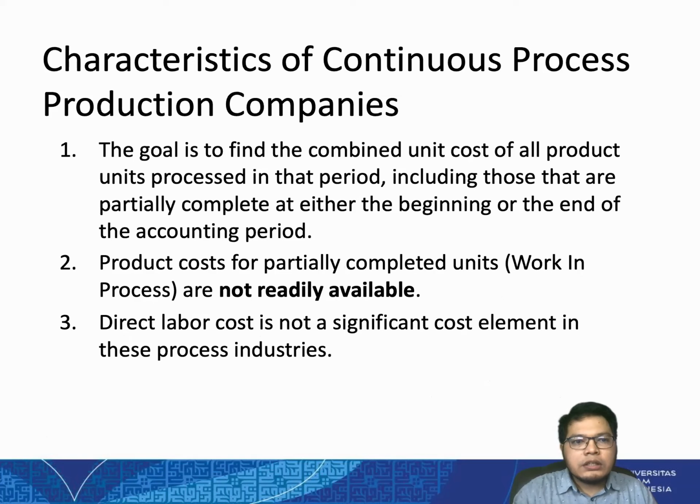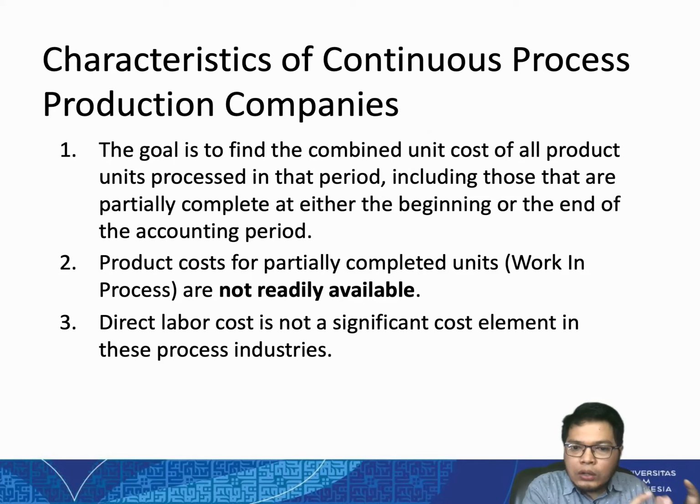So the characteristic is that first, the goal is to find the combined unit cost of all product units processed in that period. Remember that this is a continuous process. So what does this mean? This means that at the end of every period, like a monthly production period, because it's continuous, there will be a number of finished goods, but there will also be a number of goods that are not yet finished, still in process.